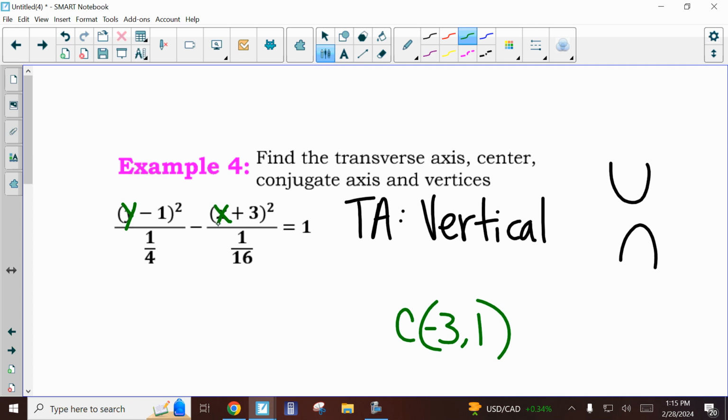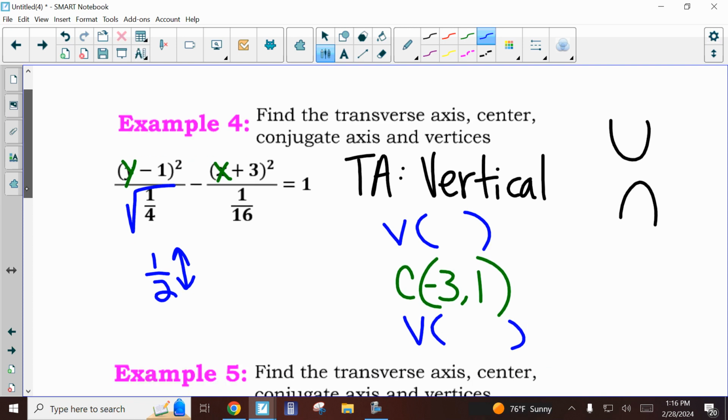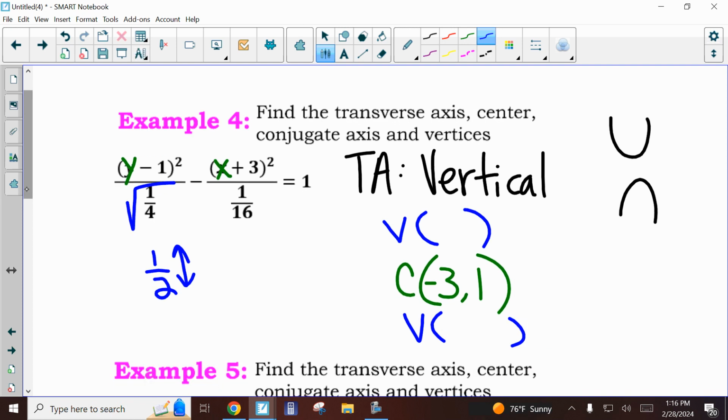So now, if I go to the first one and square root it, what's the square root of 1/4? It's a half. And because it's under y, that means I have to go up and down a half. So when I set up my vertex, I have to make sure that I only change which number? The y, yeah, because it's under the y. All the y's are changing. So if I'm at 1 and I go up a half, now I'm at 1.5. If I'm at 1 and I go down a half, now I'm just at 0.5. And then this would just stay -3.